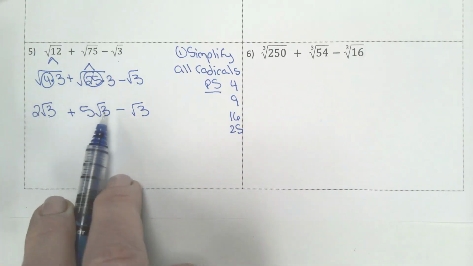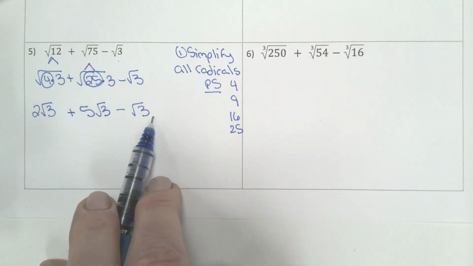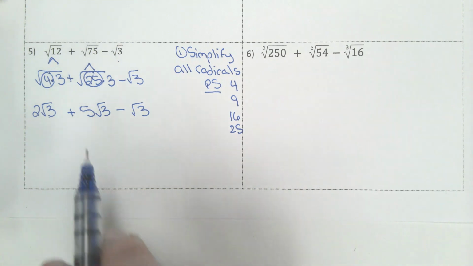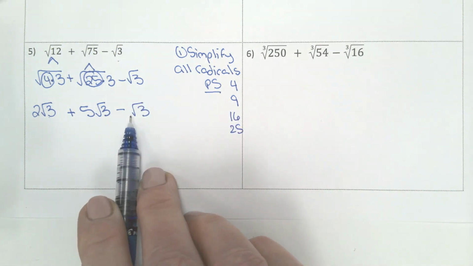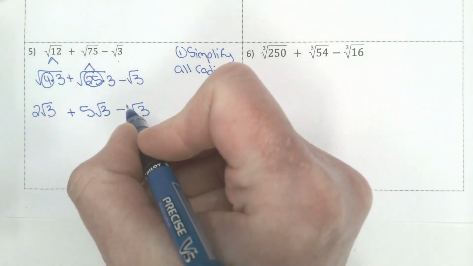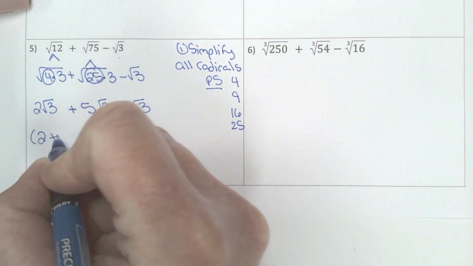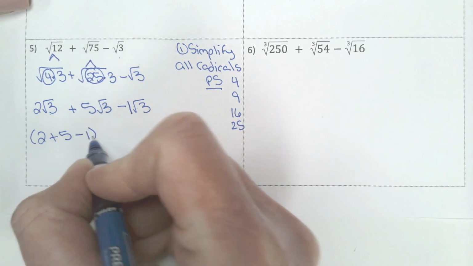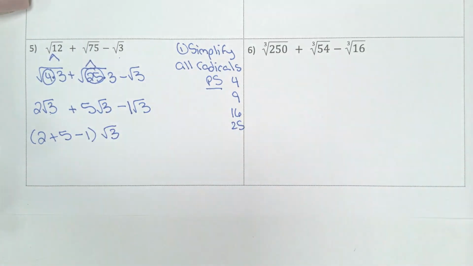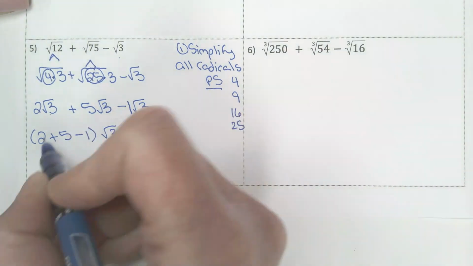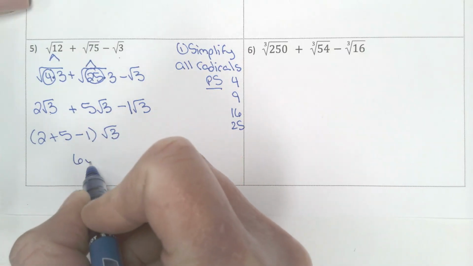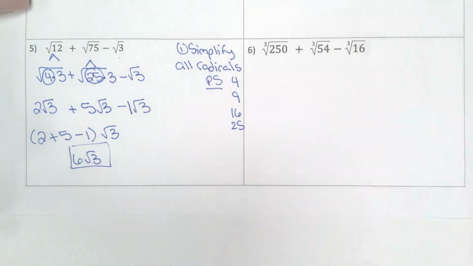All right, so I have all the same radical. So now I can just add the numbers out in front. If there's no number out in front, you need to know that there's always an implied 1 there. So I'm taking 2 plus 5 minus 1, and I'm going to tag on my radical 3. 7 minus 1 is 6 radical 3. That's how you go through and simplify them.